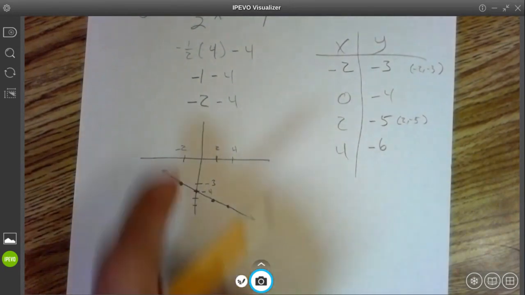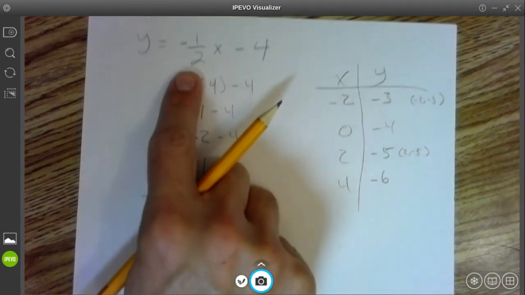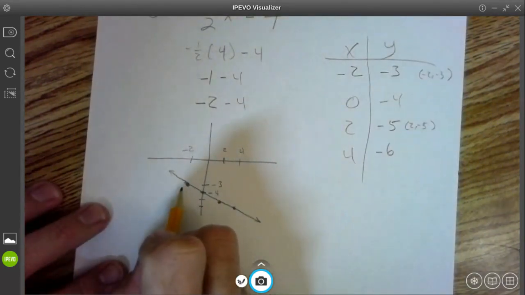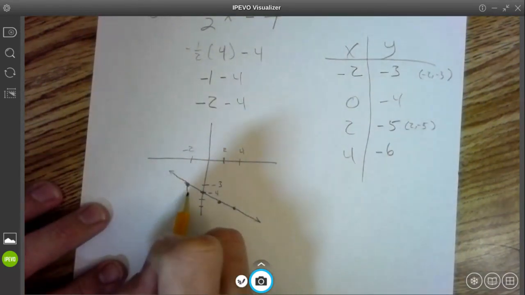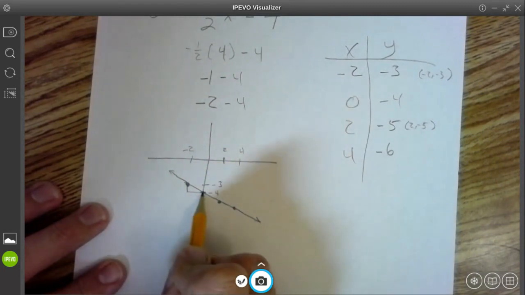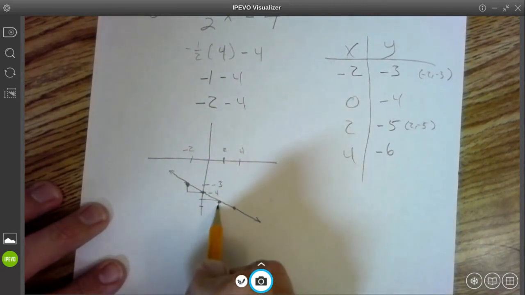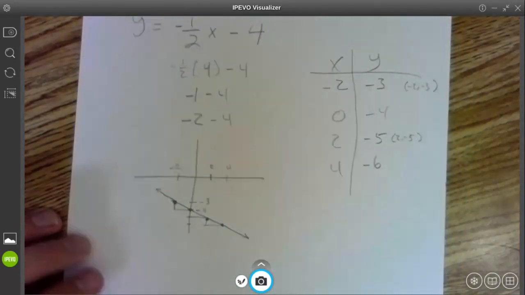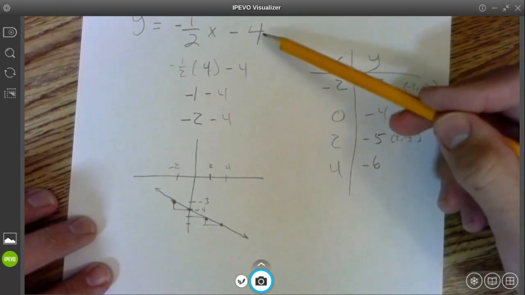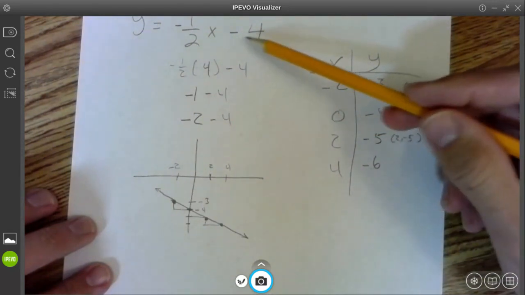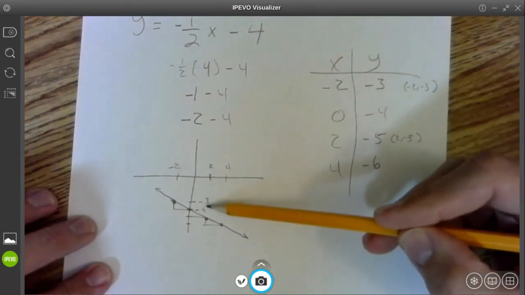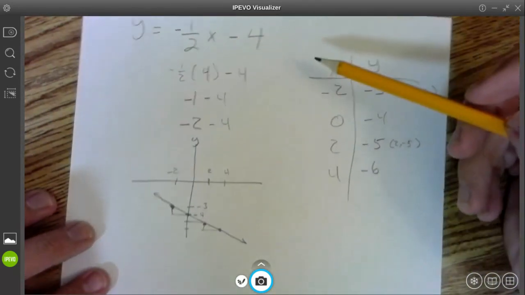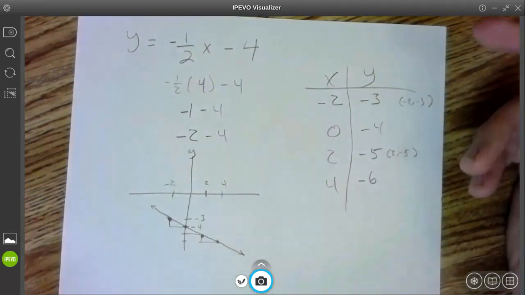Again, notice that the slope is this number here, -1/2. So from point to point, we're going down 1 and over 2. We're going down 1 and over 2. All right, that's always going to be your slope there. And notice this number. I didn't mention that on the last one. This -4 here corresponds to that -4 there on the y-axis. That's always going to be your y-intercept. I'll mention that more in the next video.